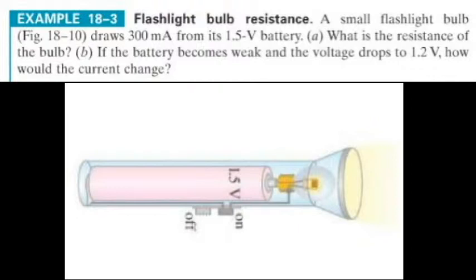And now we go to example 18.3. Flashlight bulb resistance. A small flashlight bulb draws 300 milliamperes from its 1.5 volt battery. A. What is the resistance of the bulb? B. If the battery becomes weak and the voltage drops to 1.2 volts, how will the current change?